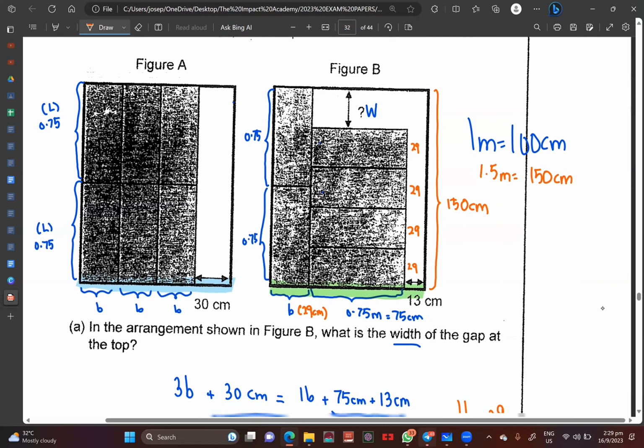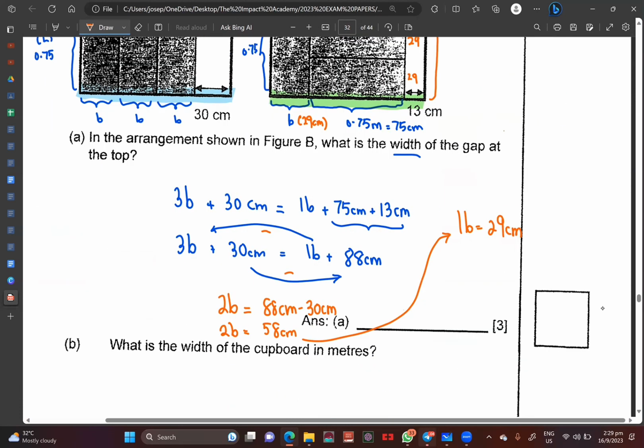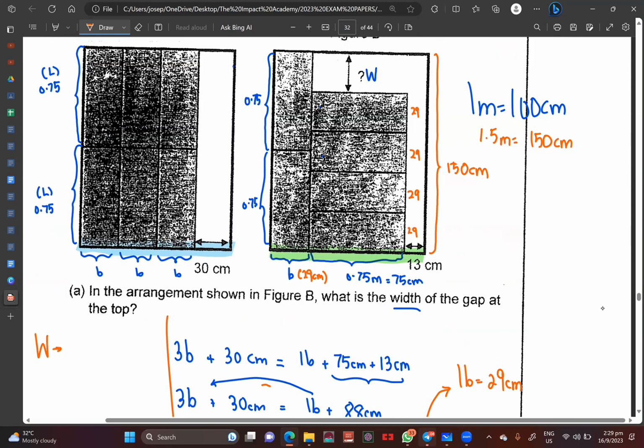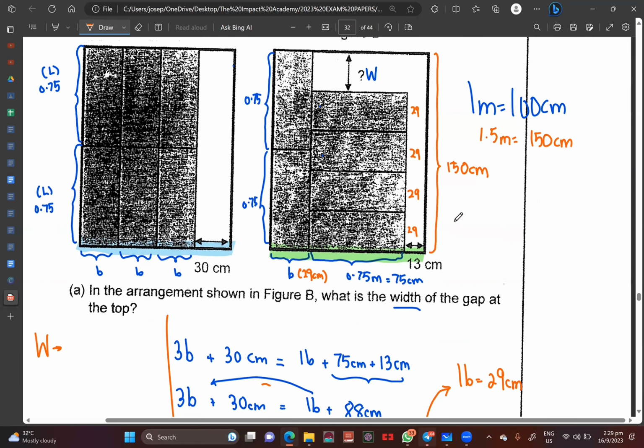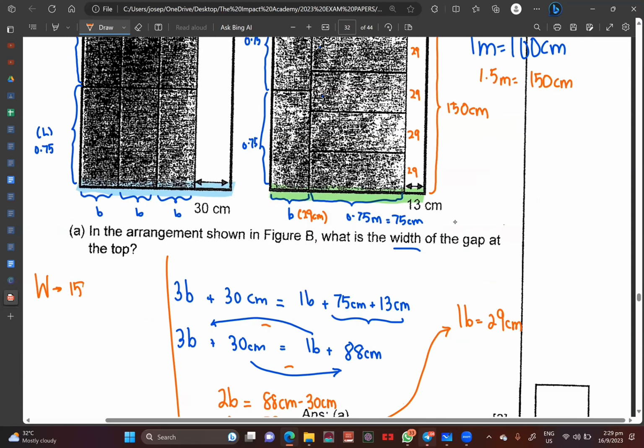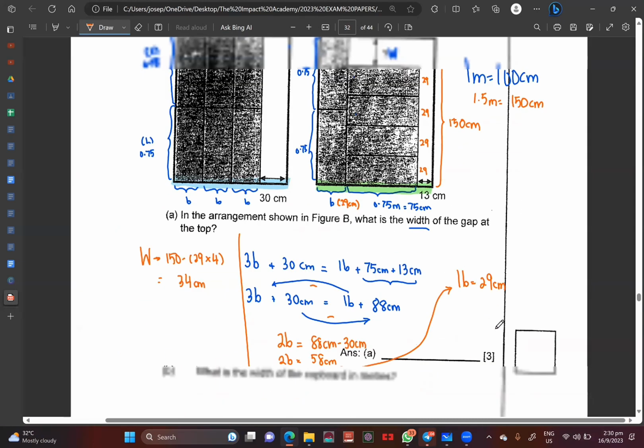100%, correct or not? So for me to find the width, let me just maybe write it over here. I have no space already. Width is simply 150, I minus away 29, 29, 29, 29. Understand? So 150 minus away 29 times 4. Punch your calculator. You get 34 centimeters, and that is the width of the gap. Now, did they tell you or ask you to convert that into meters? No, they did not. So you can leave it as such.